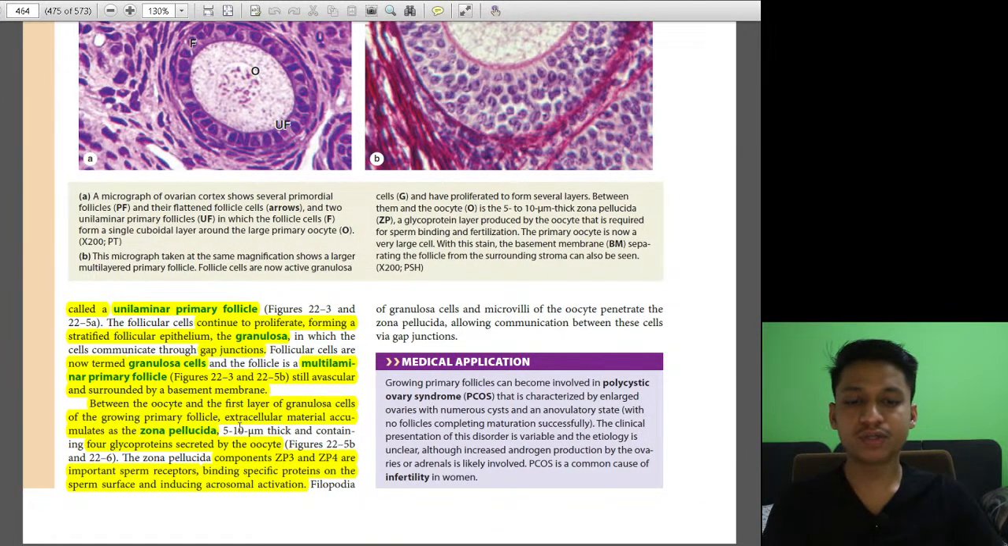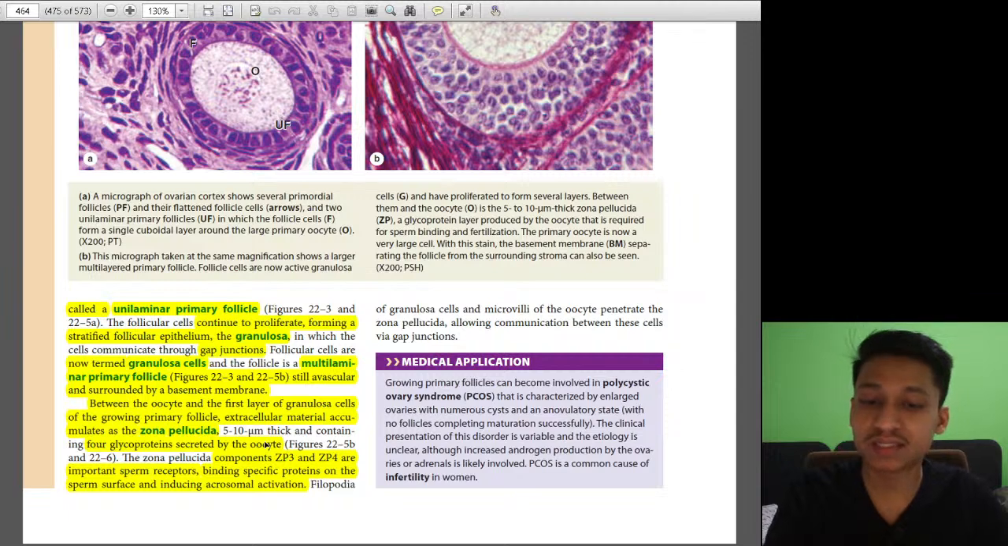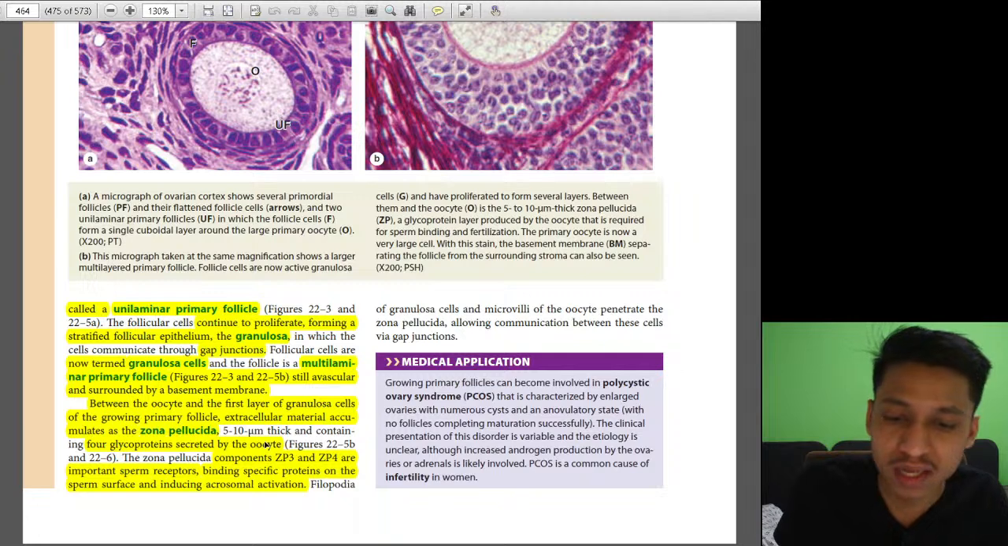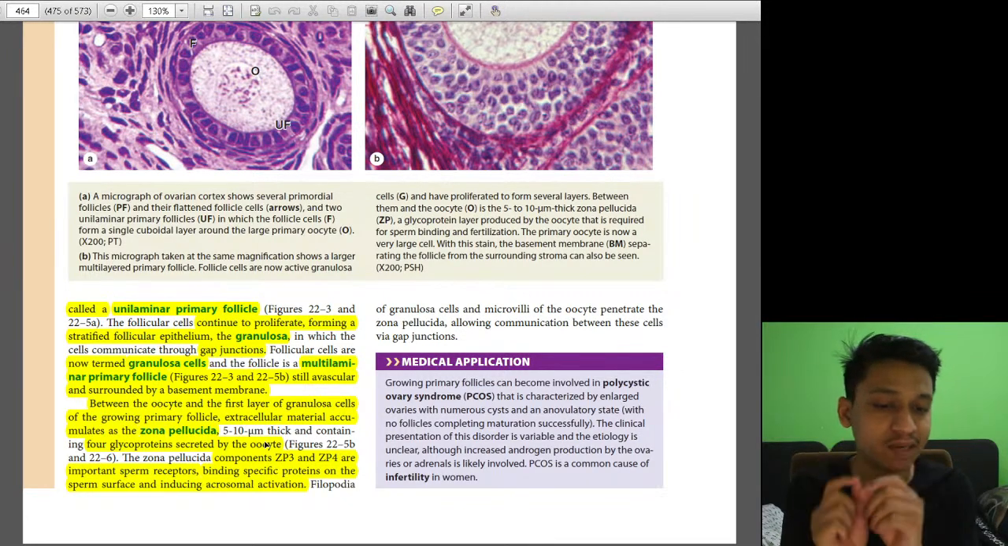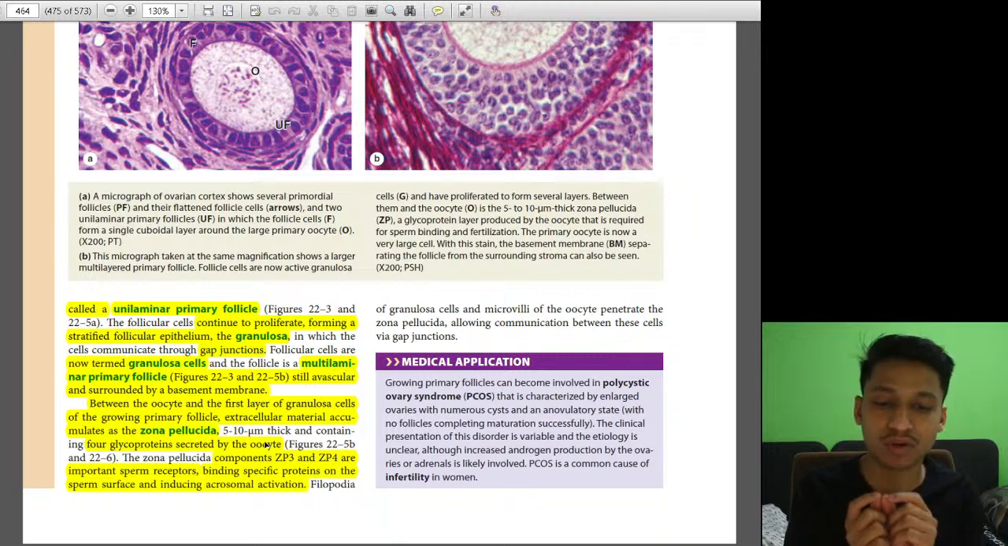It is 5 to 10 micrometers thick and contains 4 glycoproteins secreted by the oocyte. This is what the zona pellucida is. It's quite thick, and it consists of glycoproteins that are secreted by the oocyte. Anything that these layers consist of will be secreted by the oocyte. But the most important contents of this zona pellucida are the ZP3 and ZP4 components.